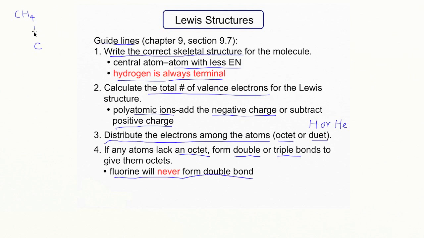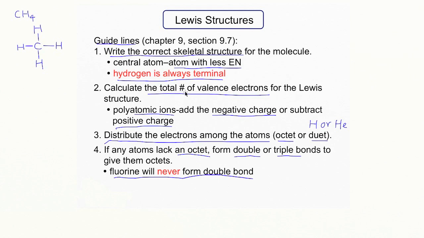Central atom, carbon. 4 hydrogens around the central carbon atom. Then we just draw the 4 hydrogens around it. And then the next thing is we draw single bonds between the carbon-hydrogen pairs. This is step 1, a skeletal structure for the molecule.